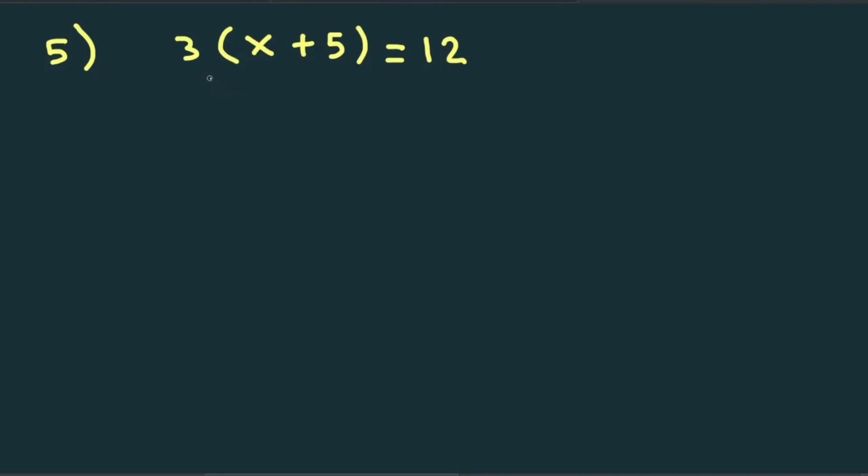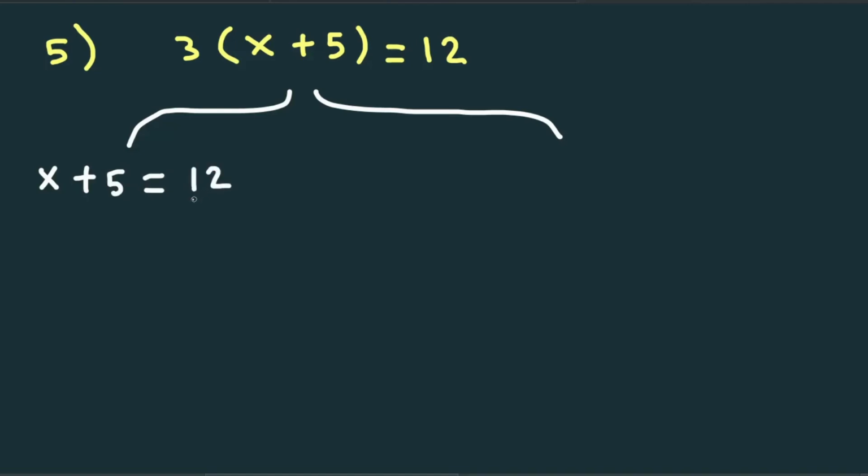Example 5, 3 times brackets x plus 5 equals 12. There are again two ways to solve this equation. So first way, I can see that I can divide both sides by 3. So I can have x plus 5 equals 12 divided by 3, because this 3 will cancel out with the division by 3, and I will have x plus 5 equals 4, x equals 4 minus 5, x equals minus 1.